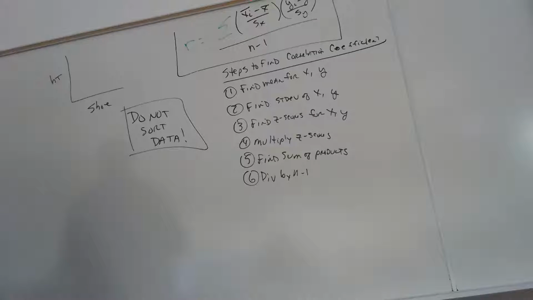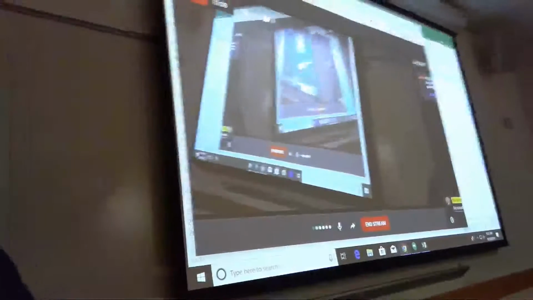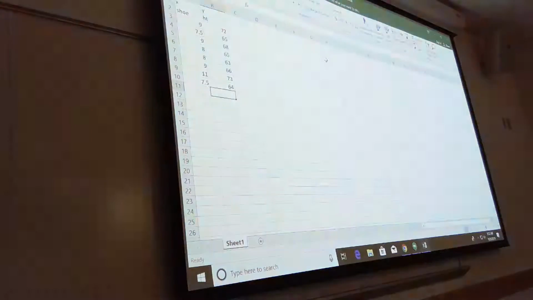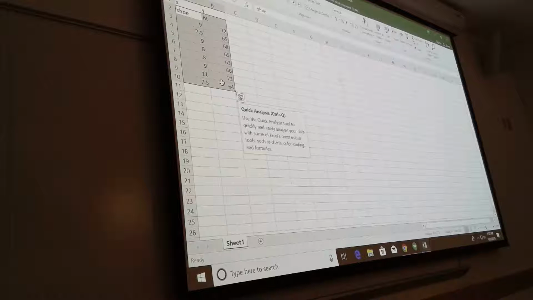Now, what's the first thing you're supposed to do? Graph it. That was the right answer. I thought you were going to tell me to find the mean, and I would be like, no, that's the second step. Graph it. What are we graphing? The scatter plot. Very good. Now, here's how you do a scatter plot. I'm going to highlight the data, including the words shoe and height. That will make your life a lot easier. If you don't, it's going to make your life harder.